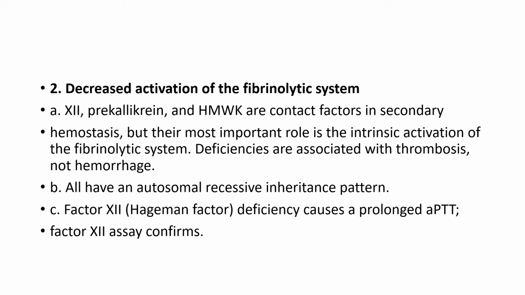Another possible reason for thrombotic disorder is decreased activation of the fibrinolytic system. Certain clotting factors like factor 12, prekallikrein, and high molecular weight kininogen are important in secondary hemostasis, but they are also important in the activation of the fibrinolytic system. If there is a deficiency in these factors, this may result in thrombosis and not hemorrhage. This is related to autosomal recessive genes. Factor 12, Hageman factor, deficiency causes an increase in activated partial thromboplastin time and is detected by a factor 12 assay.